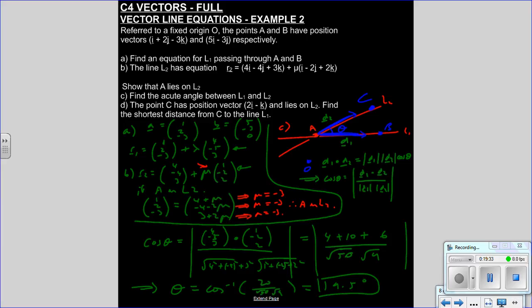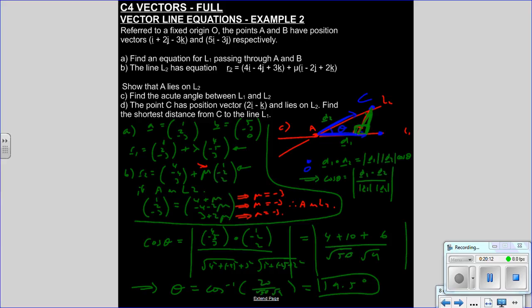If I want to find the shortest distance from that point C to L1, then I need to construct a right angled triangle. Can you see? I always want the perpendicular distance from the point to the line. Notice that the right angle is not here. If it was there, then it's going to give a longer distance. I want the shortest distance possible. So my right angle is here, so perpendicular, because we want to find the shortest distance to the line L1.